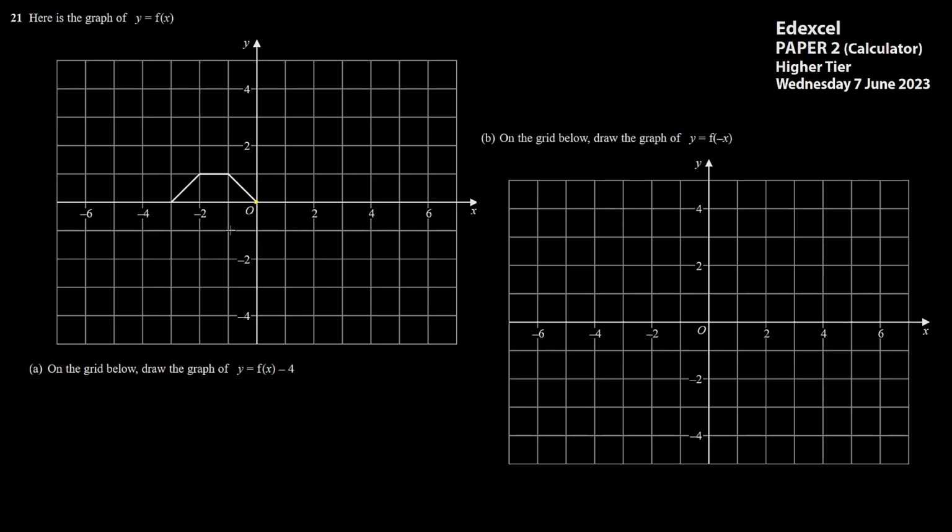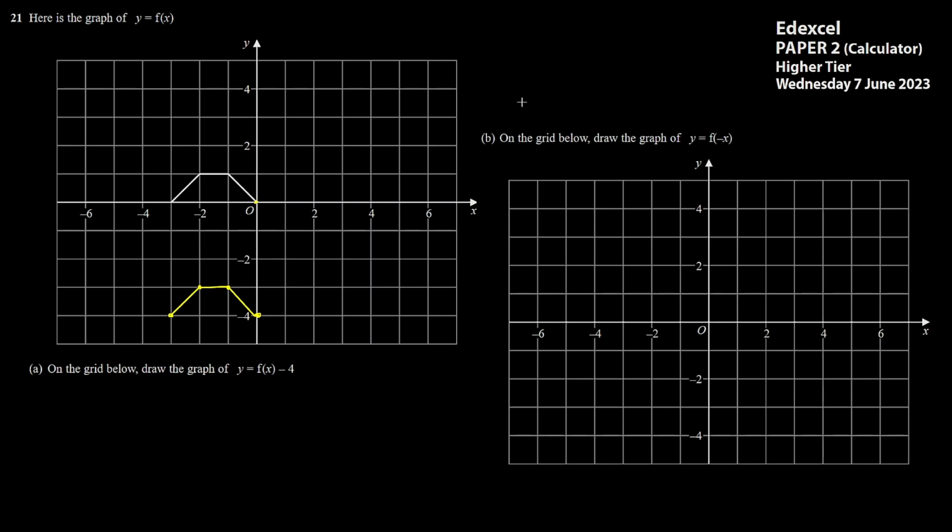So this point here, dropped by 4, will be here. That point at +1 will come down to there. Similarly there, similarly there. So all these are y adjustments. There is no adjustment to x whatsoever. So if we join the line up, that will be your answer to part A.